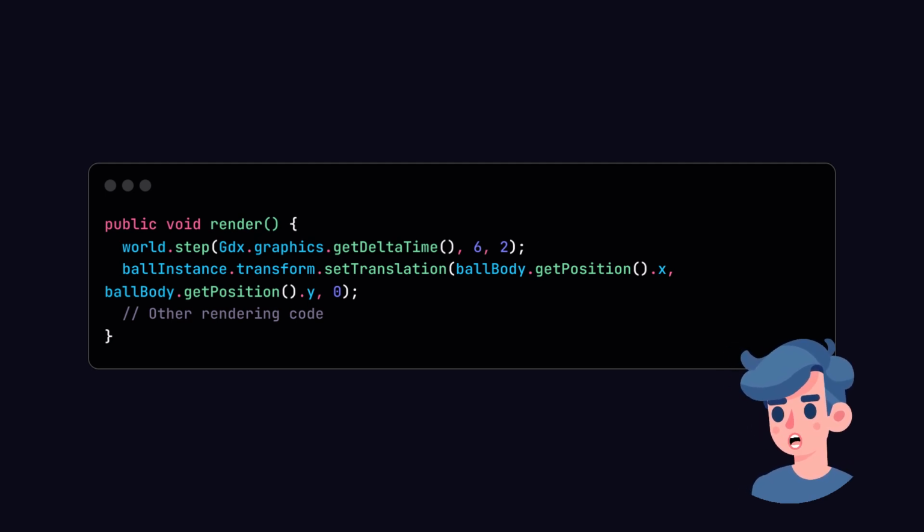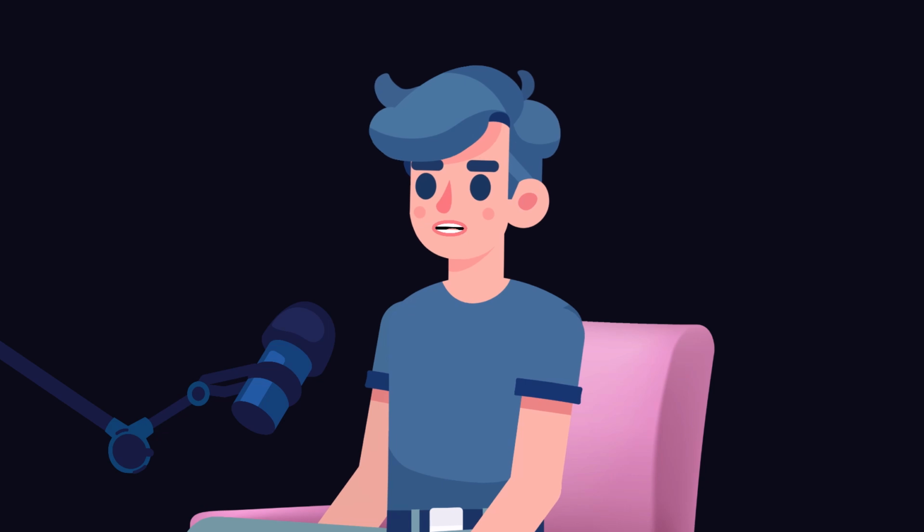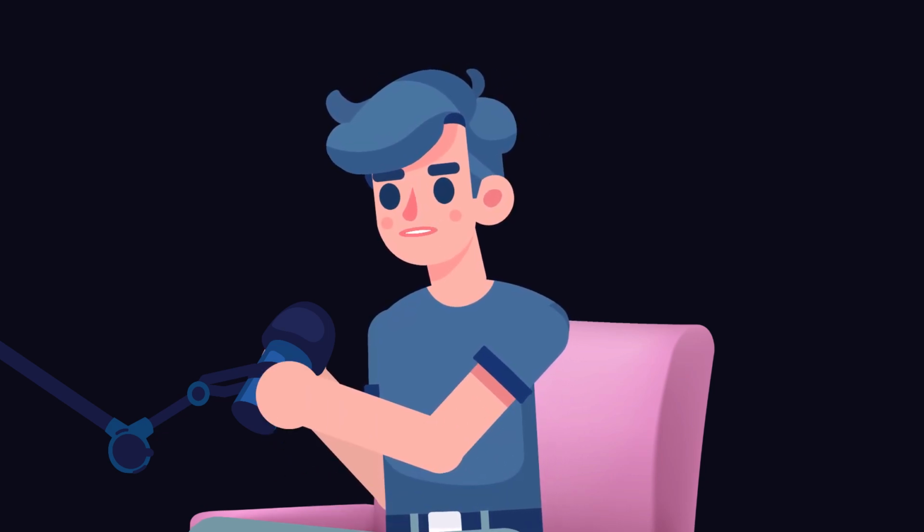We can now synchronize the ball's position with the visual model instance each frame. The world.step method updates the physics simulation, and the ball's position is set using the position data from the physics body. Now you can press the player's movement keys to see the ball fall and react to gravity.